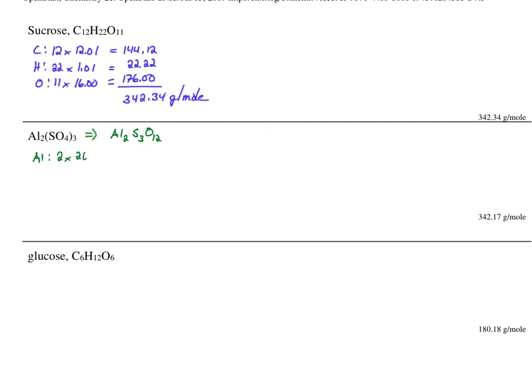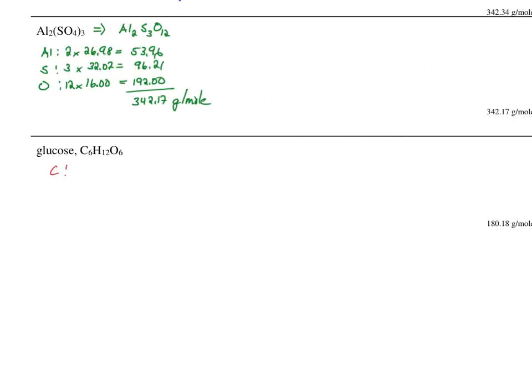Let me go through our process as usual. 2 aluminums, three sulfurs, and 12 oxygens. So we have a total formula weight of aluminum sulfate, 342.17 grams per mole.